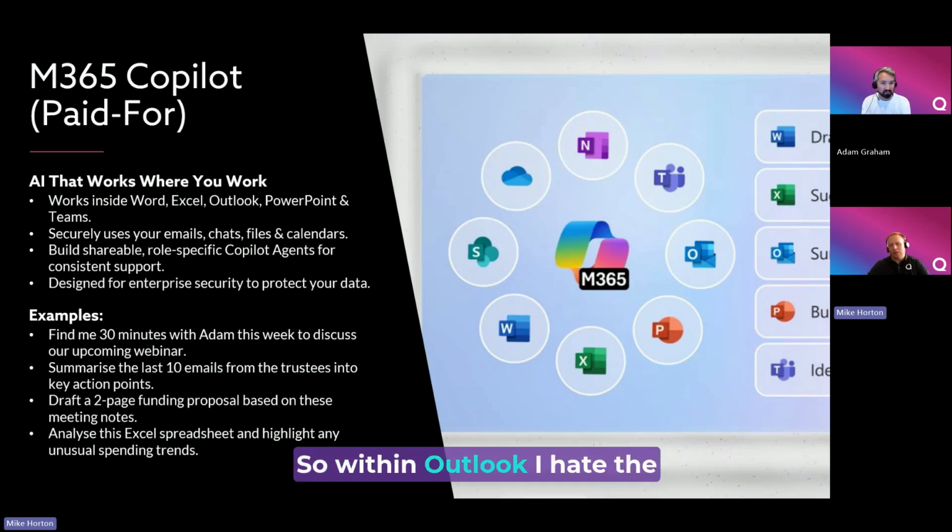Within Outlook, I hate the scheduling assistant, so I always like to just use Copilot and say, find me 30 minutes with Adam this week to discuss our upcoming webinar. It will go away, find 30 minutes when we're both available, and give me the pop-up event prompt so I can add any notes to that, the agenda if I want to, and save that and send the invite over to Adam. Summarize the last 10 emails from trustees into key action points ahead of my next meeting with them is another great one.